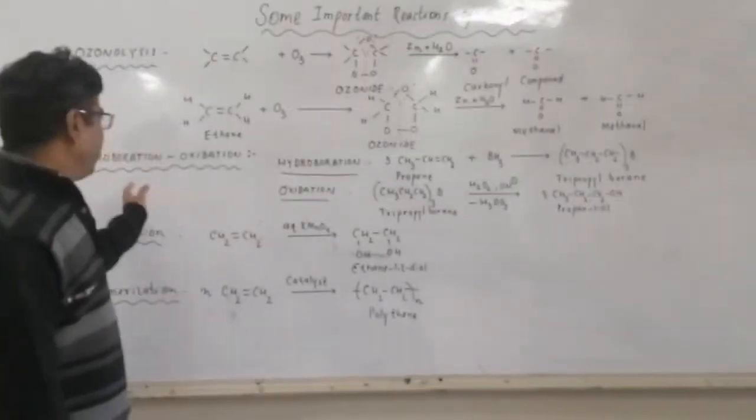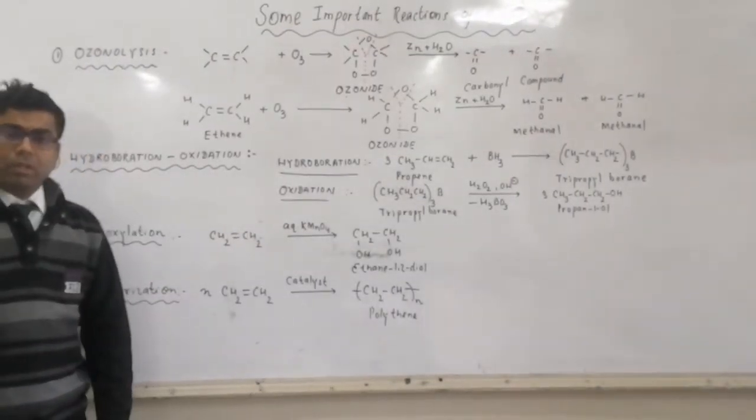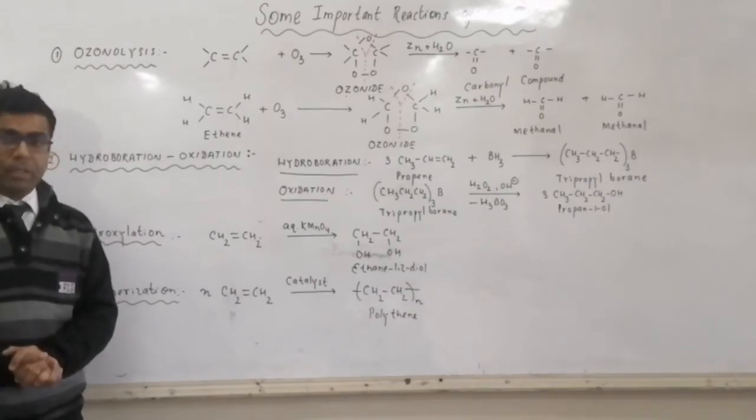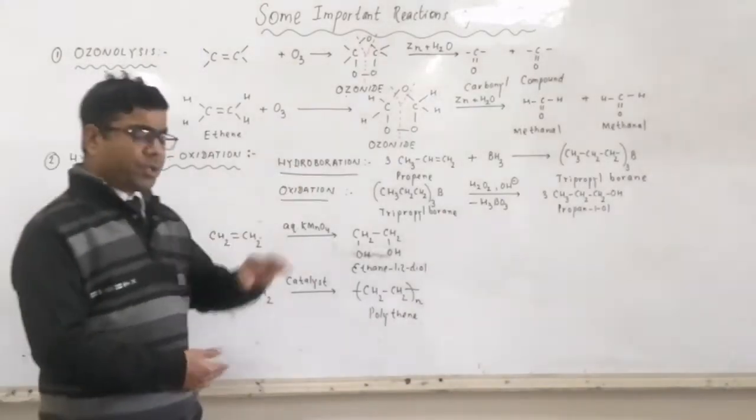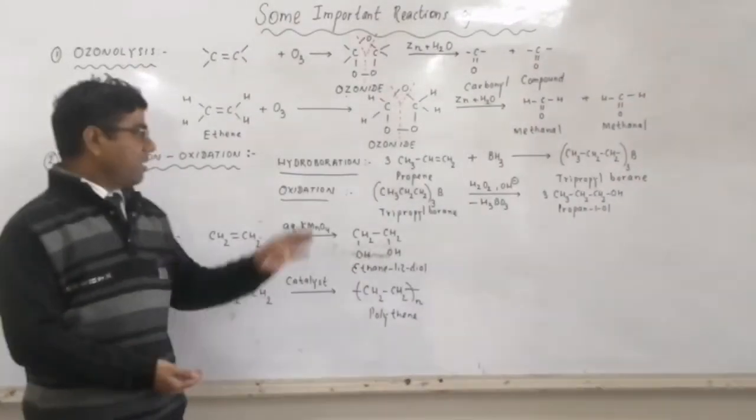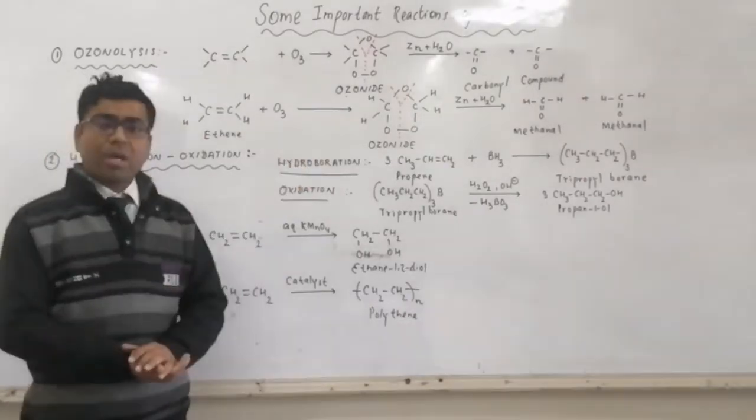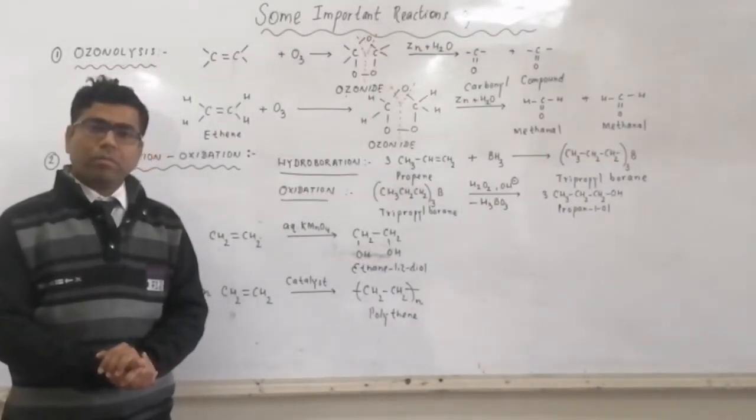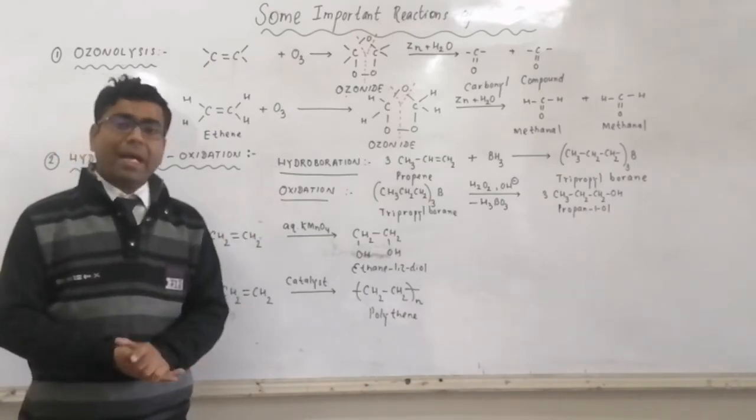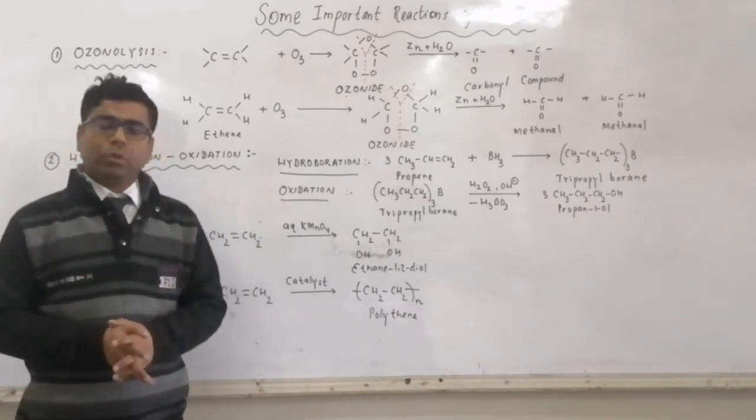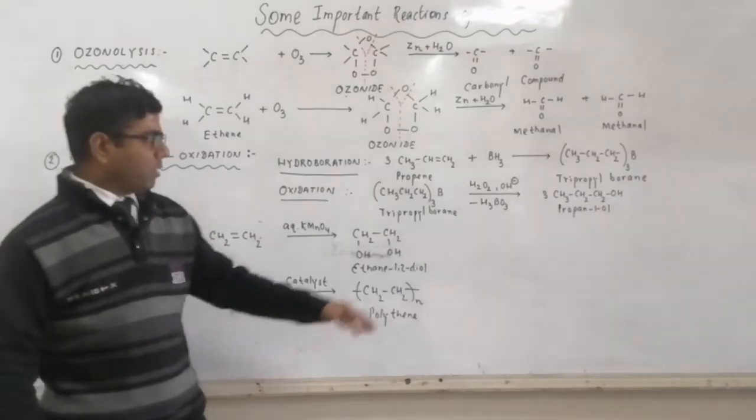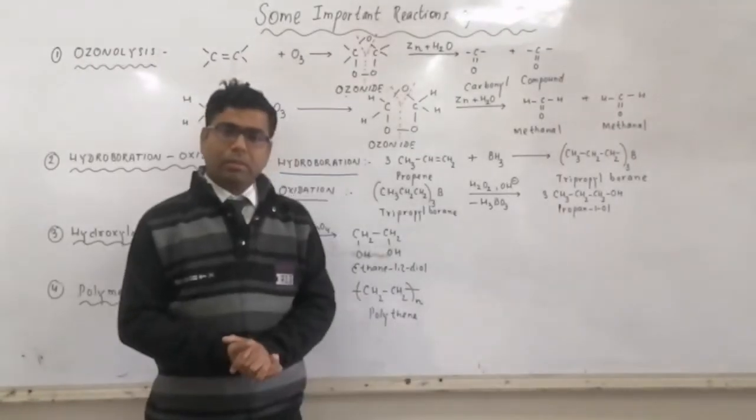Now, about hydroboration oxidation. The reaction gets completed in two steps. The first step is called hydroboration, and the second step is called oxidation. Now what happens in hydroboration? Hydroboration: hydro for H, boro for boron. So in this reaction we will add H and a boron atom to the alkene molecule. So what will we use? We will use BH3.